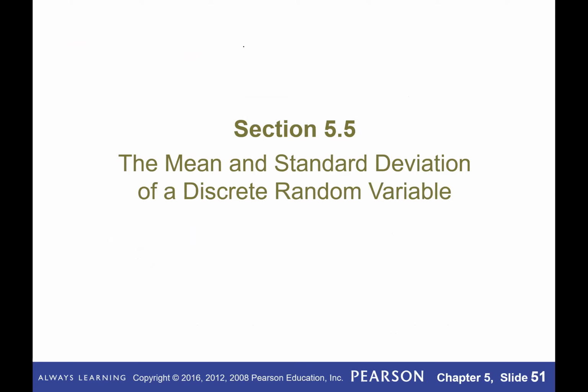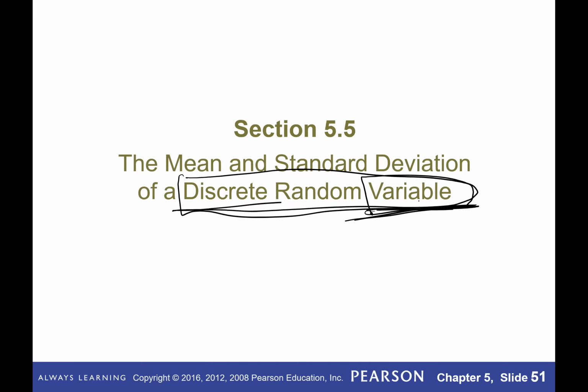So the next section is about the mean and standard deviation of a discrete random variable. We already know how to calculate the mean and variance or standard deviation for a variable, but we do not know how to calculate the mean and standard deviation for a discrete random variable.